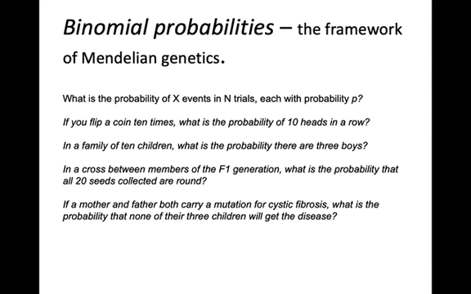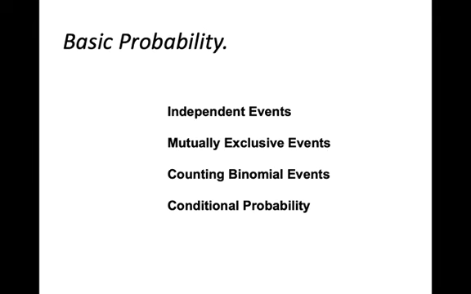And then this is where it connects to human biology. If a mother and a father both carry a mutation for cystic fibrosis, what is the probability that none of their 3 children will get the disease? And this is a type of question that is something people think a lot about if they find out that they're a carrier for a cystic fibrosis allele.